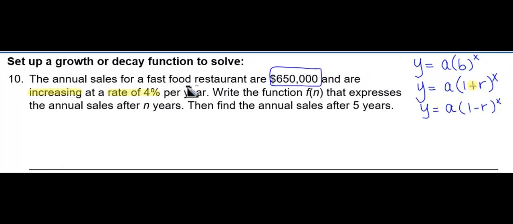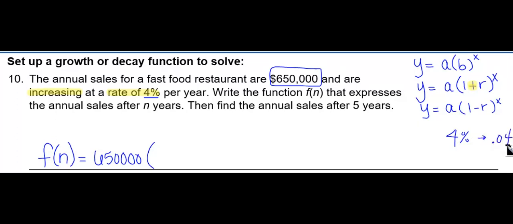The annual sales for a fast food restaurant are $650,000 and are increasing at a rate of 4% per year. We're going to write a function, f of n, that expresses the annual sales after n years, and then we'll use that to find the annual sales after 5 years. So my initial value, $650,000. My rate is 4%. Now we can't use it as a percentage. We're going to have to take our 4% and change that to a decimal. So that would be 0.04.